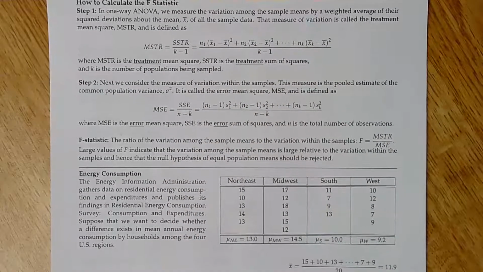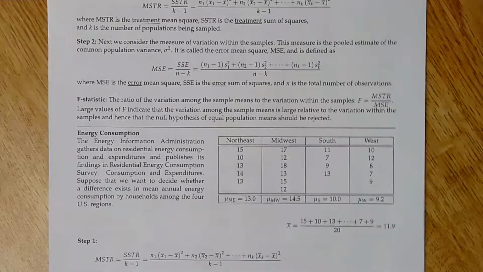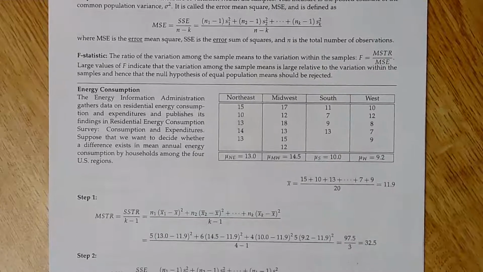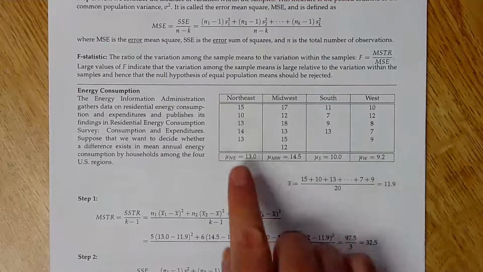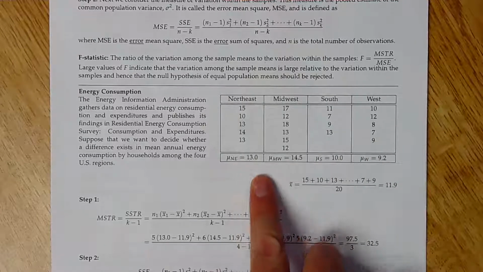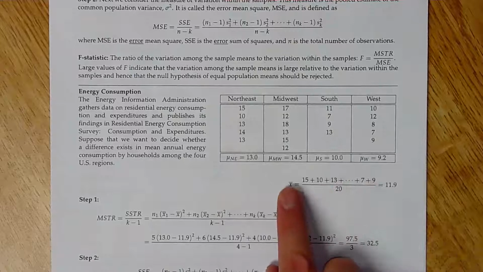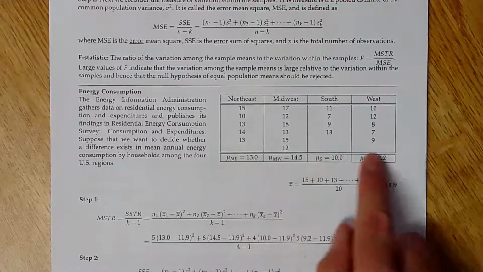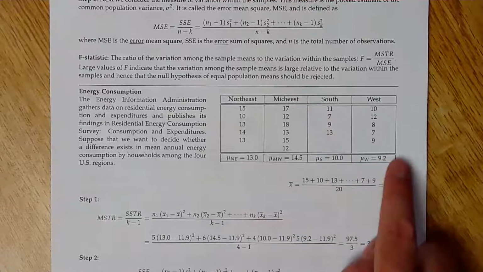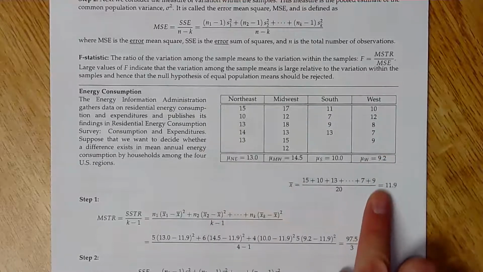So let's take a look at what that is, because that's just a lot of letters all jumbled together. So let's look at this example here. This is on energy consumption, and what we're interested in is whether that average consumption is the same, whether people live in the Northwest, Midwest, the South, or the West in the US. So I have some data points that are pulled here. I actually also have my sample mean for each one. My X bar, my overall mean, I would need to take all of these numbers here and add them all up, and then divide by 20, which is my overall sample size. So that gives me 11.9.